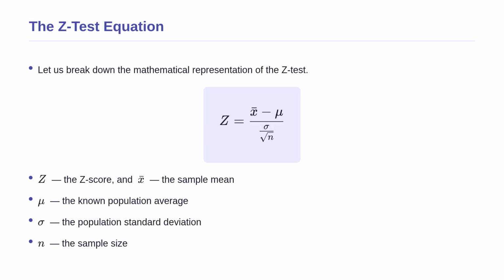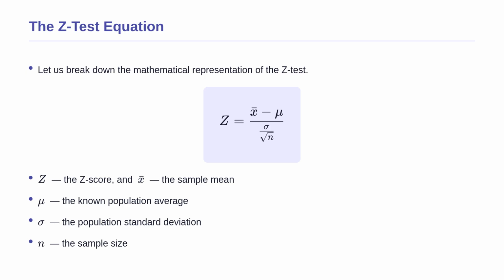Now that we understand the concept, let us look at the mathematical representation. The formula calculates the z-score by taking the raw difference between our sample and the population and dividing it by the standard error. Let us define each symbol. Z is the z-score, our final standardized value. X bar represents the mean of our specific sample. Mu represents the known average of the entire population. Sigma is the population standard deviation, which tells us how spread out the data normally is. Finally, n is the sample size.